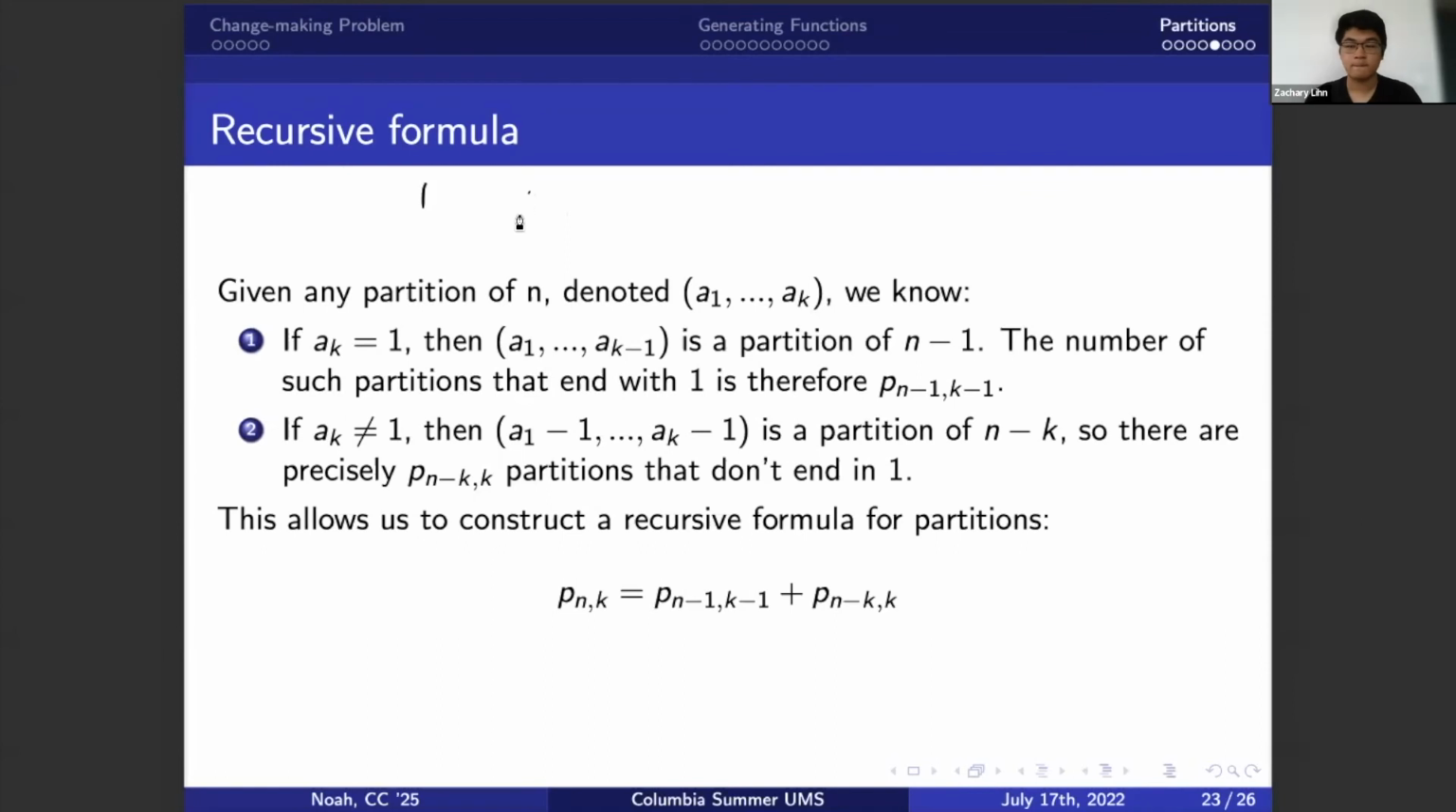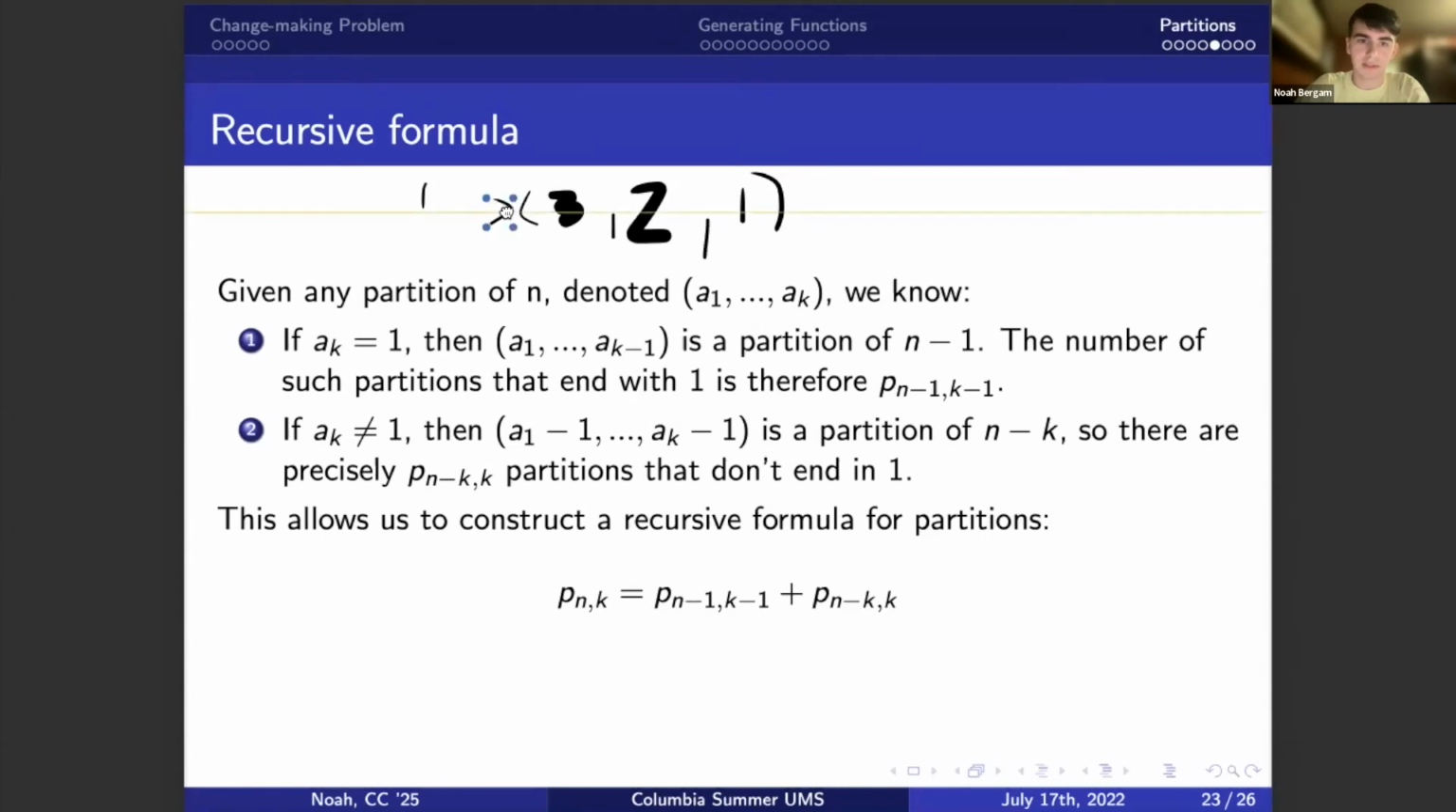Okay, so for example, if I have a partition, let's say 3, 2 and 1. This is a partition of 6, right? I have 3 in one pile, I have 2 in one pile, and I have 1 in another pile. I'm saying if a_k is 1, so this last value is 1, then we can essentially chop it off. We could say 3, 2 is a partition of 5, right? So 5 can be split into this.